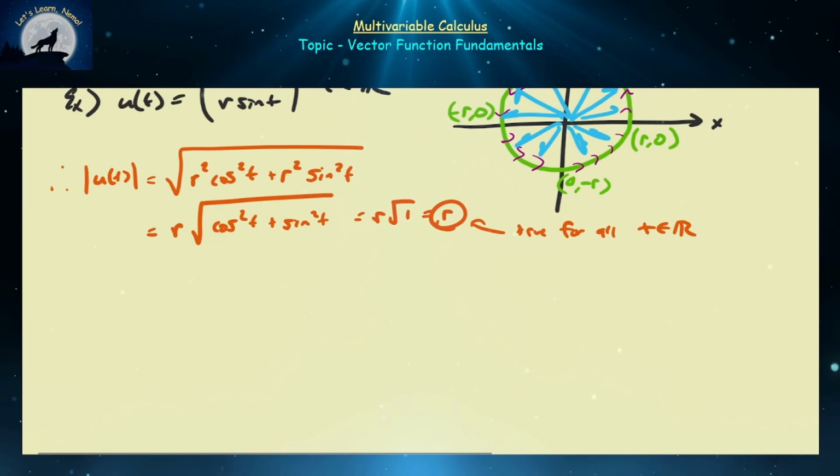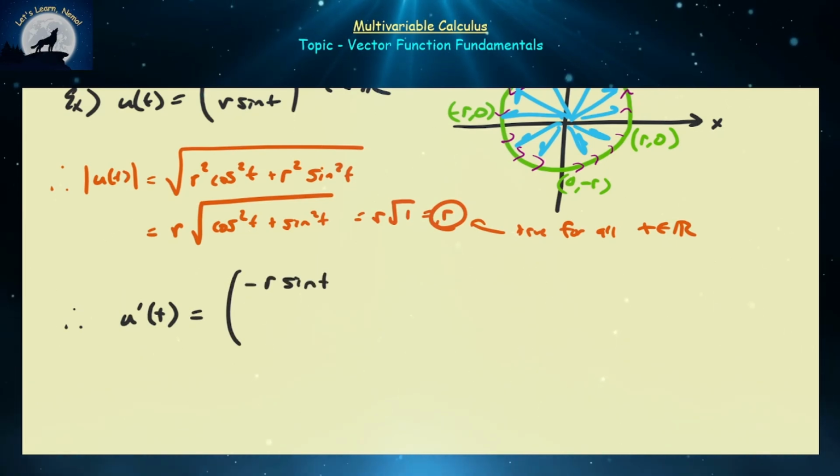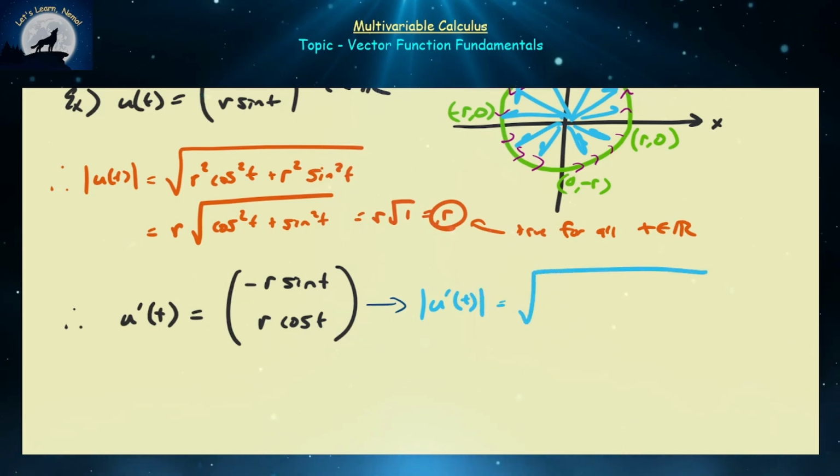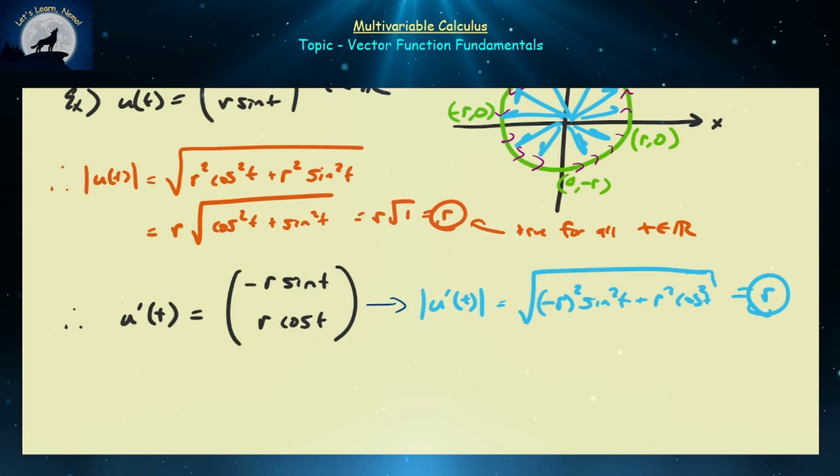So let's find the derivative of this vector function. So that's going to be equal to what? So it's going to be equal to (minus r sine of t, r cosine of t). So what would its norm be equal to? So the norm of u prime(t) will be equal to, again, the square root of minus r squared sine squared t plus r squared cosine squared t, and you should be able to see that that's also equal to r.